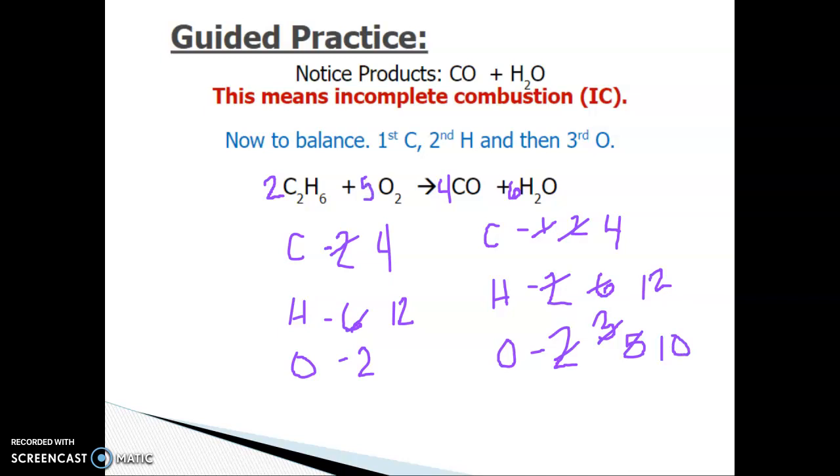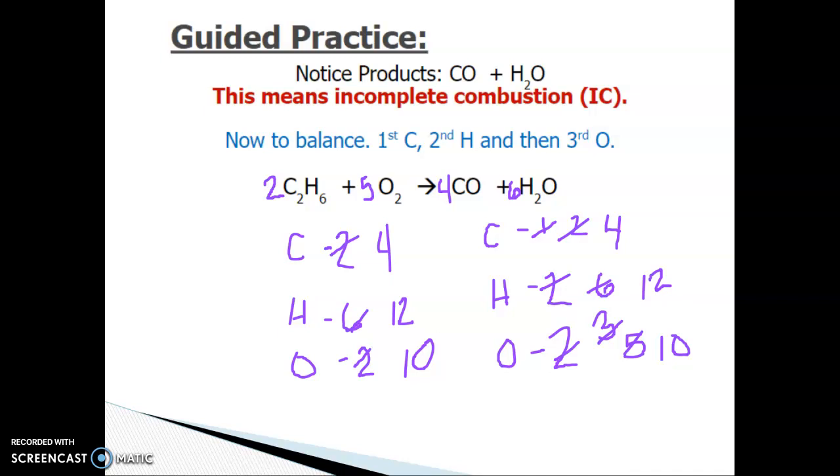So it should be 2 C2H6 plus 5 O2 will yield 4 CO plus 6 H2O. And we have 4 carbons on both sides, 12 hydrogen, and then 10 oxygen. Let me put the 10 here. Okay? And so again, this is just to demonstrate. These are pretty straightforward. You balance your carbons first, then your hydrogens, then your oxygens. If your oxygens don't balance, do what we always do, where we double every coefficient and start again.